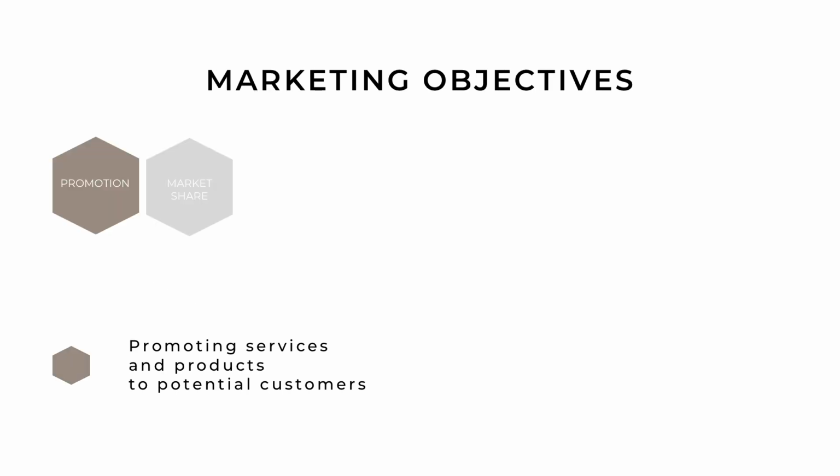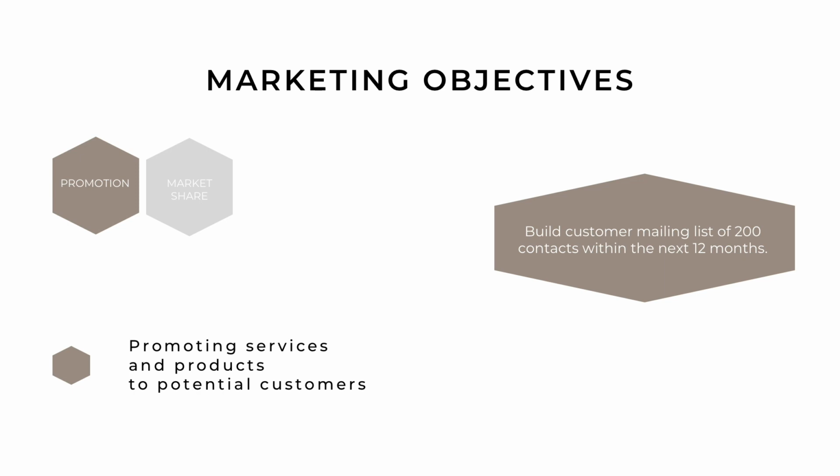Marketing objectives cover aspects such as promotion and market share. For your triple R business to be able to increase market share, promotion of your services or products will be key. An example of objectives could be: build customer mailing list of 200 contacts within the next 12 months, and increase the market share of triple R product from 5 to 20% by end of the year.